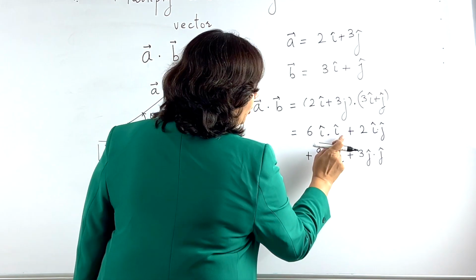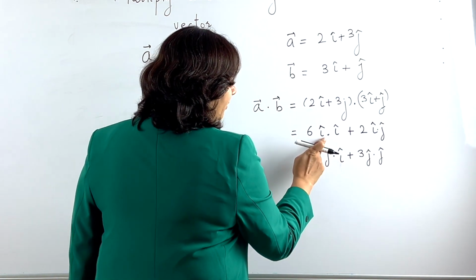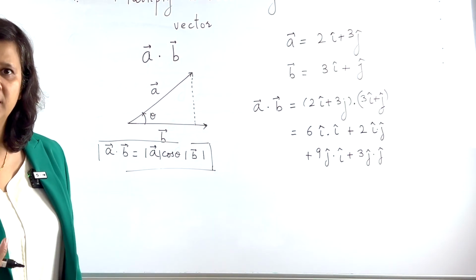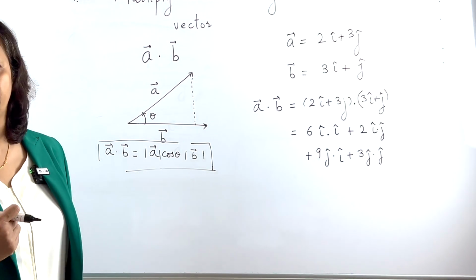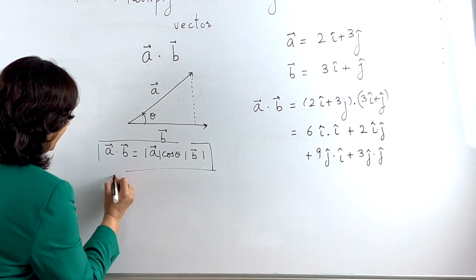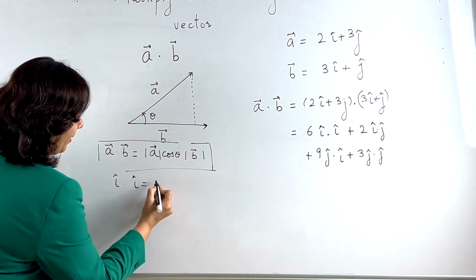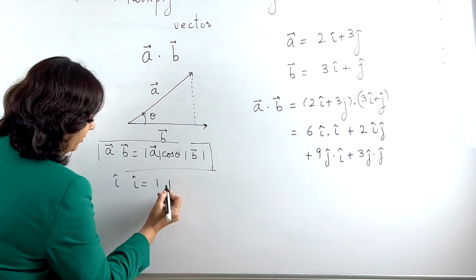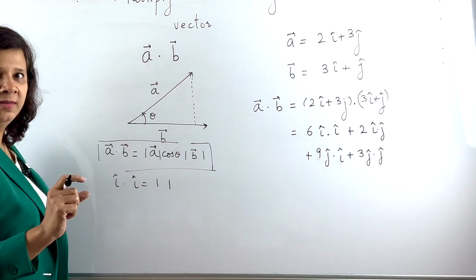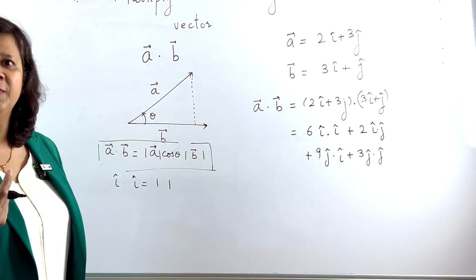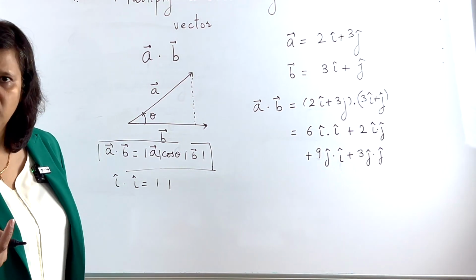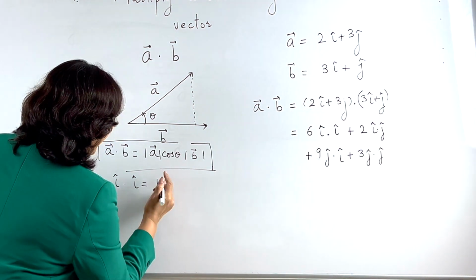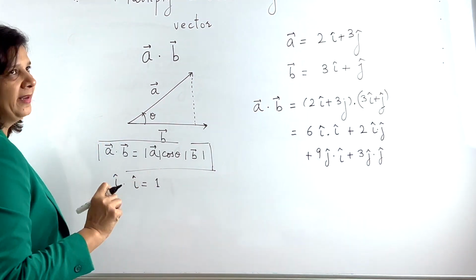i hat dot i hat. How do we solve this? By definition, A dot B is modulus of A into modulus of B and cosine of the angle between these two vectors. How do I find i hat dot i hat? Magnitude of i, that will be 1, into magnitude of i, again 1, and cosine of the angle between these two vectors, which is equal to 0. The angle is 0, cosine of 0 will be 1. So at the end I will get i hat dot i hat as 1.